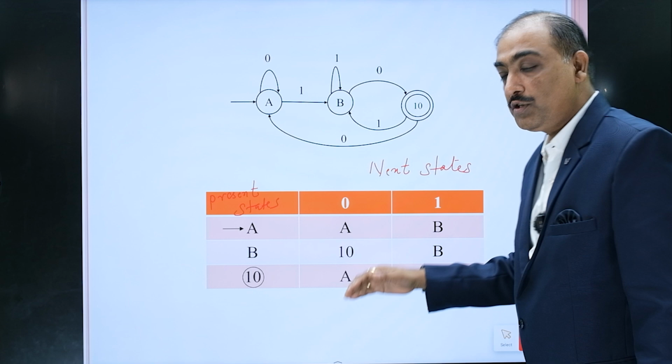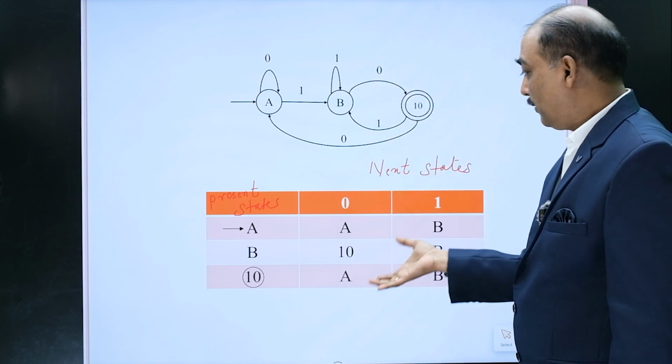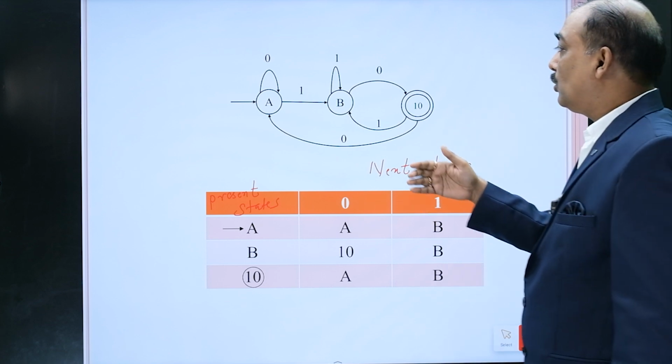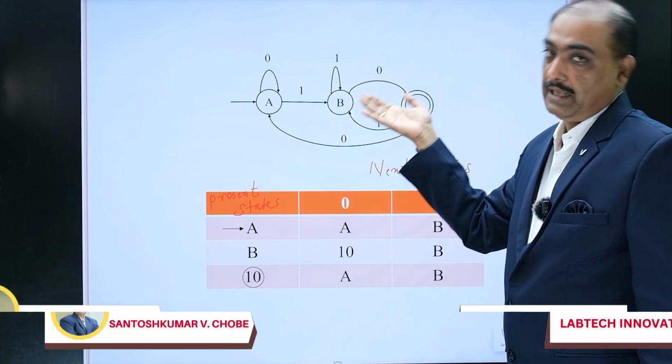We should be able to convert in the reverse way as well. If you have been given a transition table, we should be able to convert it into a transition diagram.